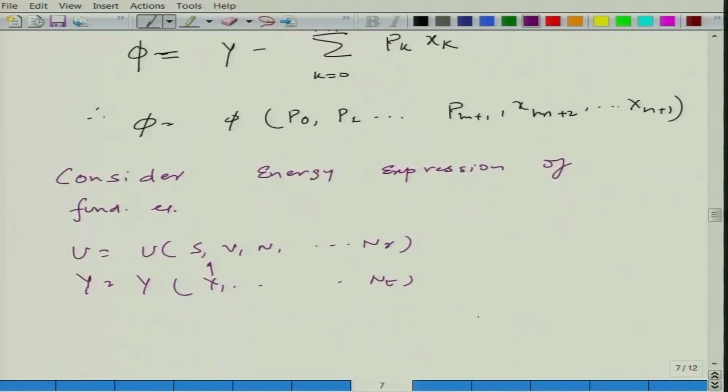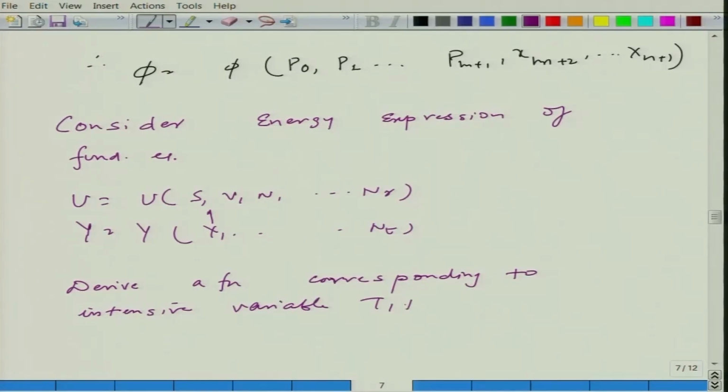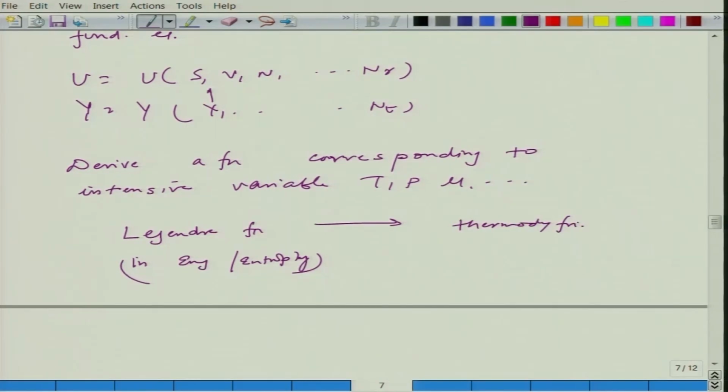So what we want is to derive a function corresponding to an intensive variable, T or P or mu. Okay, so this is what we want to do. So let us look at it, and essentially what you're going to see is that all the derivation has simply this particular kind of transformation, where we are using the Legendre transformation in energy or entropy, and essentially we are going to get the thermodynamic function. Okay. So we are going to apply this, and we are going to get thermodynamic functions which we call potential functions for different kinds of independent variables, and that is something which you would like to see.